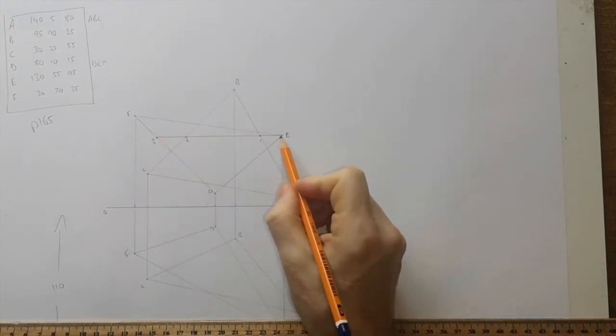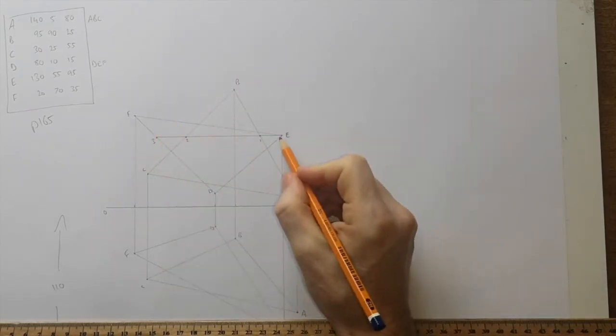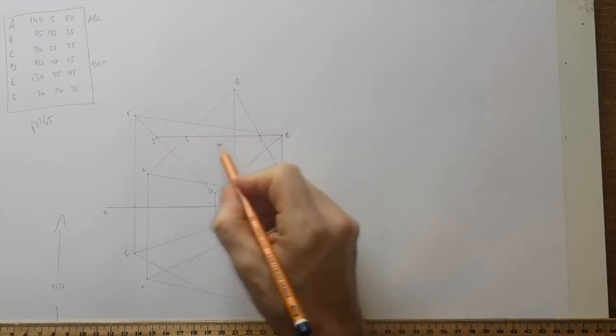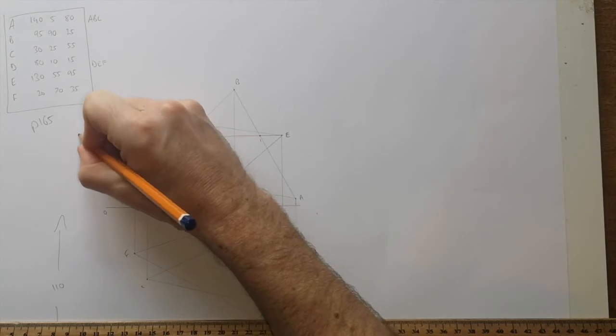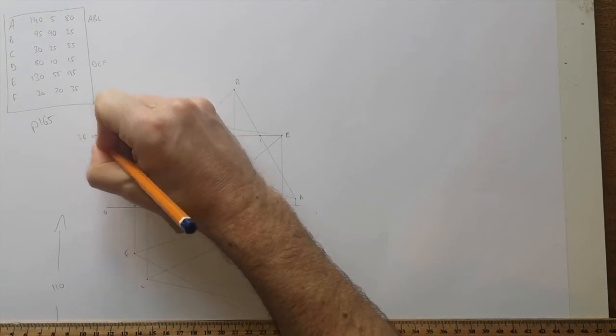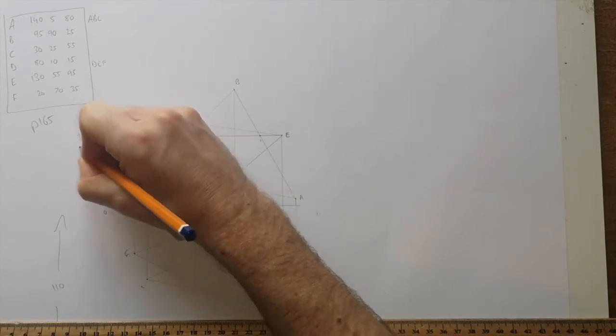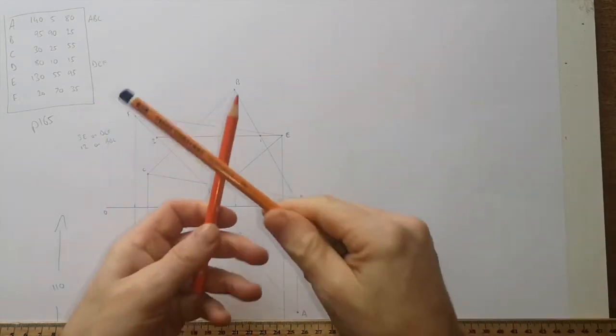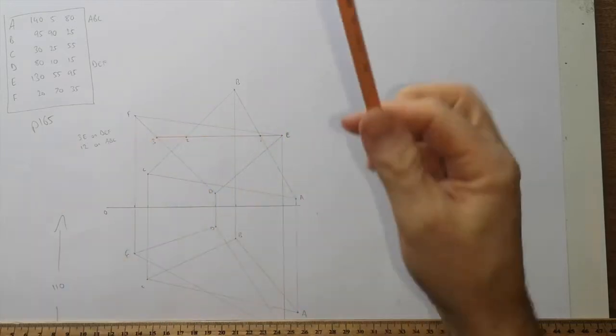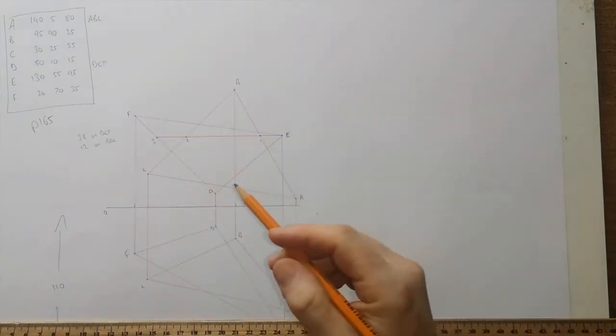3 to E is one line on DEF. 2 to 1 is a line on ABC. So 3E is on DEF, and 1, 2 is on ABC. Those are going to be my two lines that look like this. Well, let's go find these points.